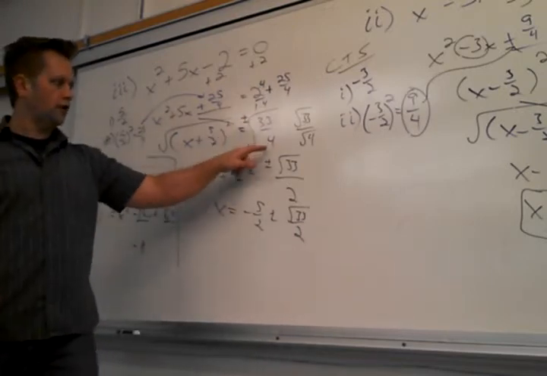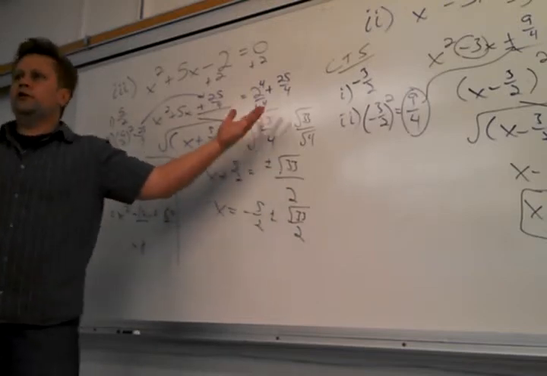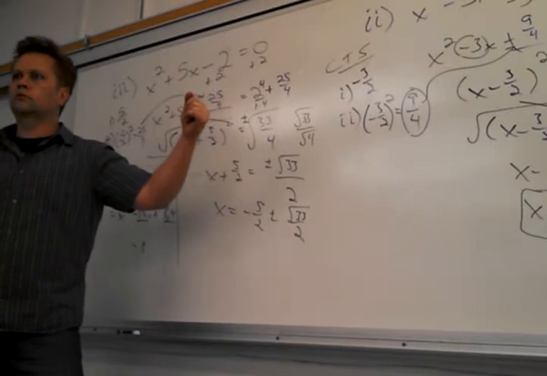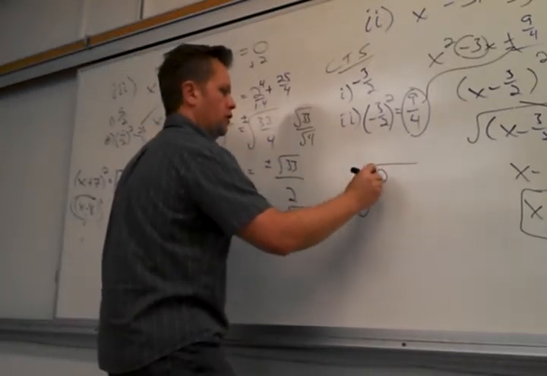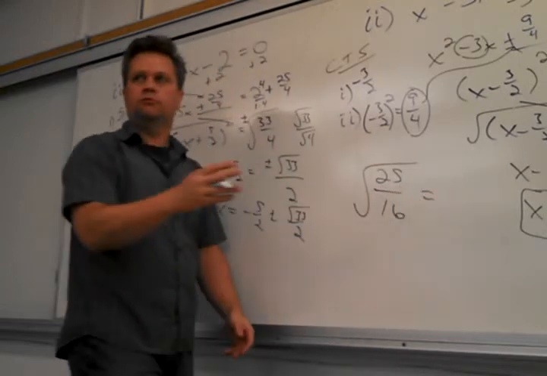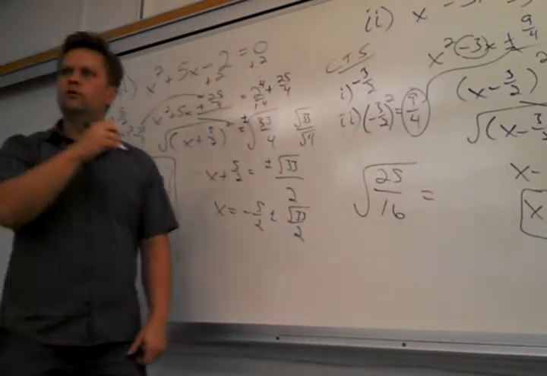The square root of 4 is 2. The square root of 33 is... square root of 33, shoot. Right? So if I had the square root of 25 over 16, what's that? Also 5 over 4. Beautiful.